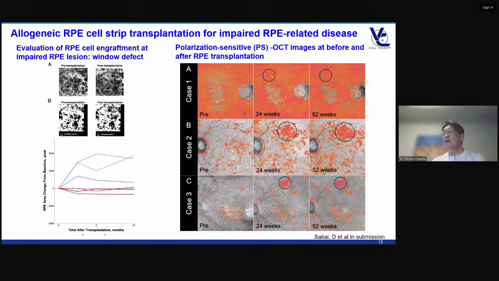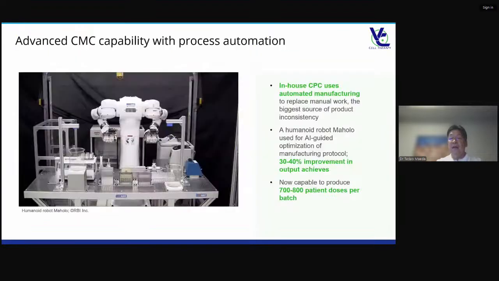So we utilize AI-driven systems to evaluate RP cell adhesion region after transplantation in the patient eye as a primary endpoint in our clinical research. This system is developed by a deep learning system.